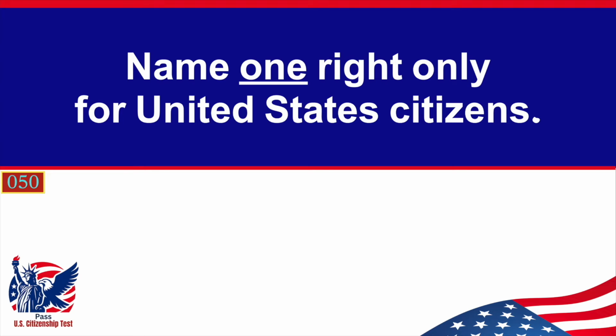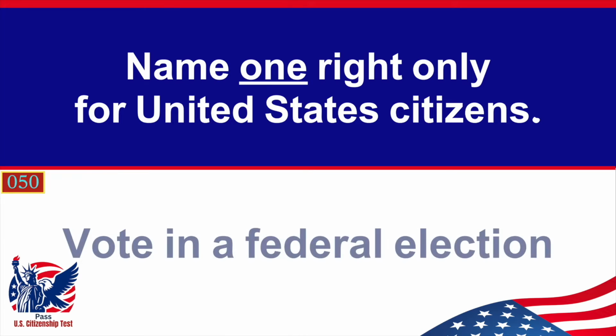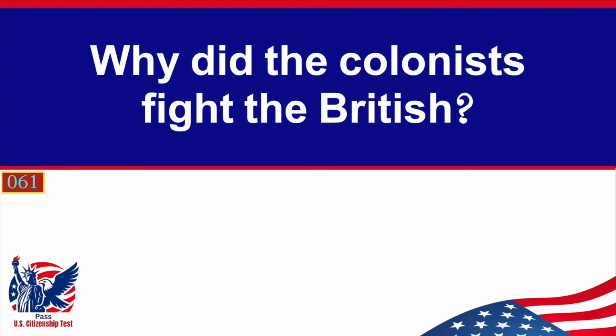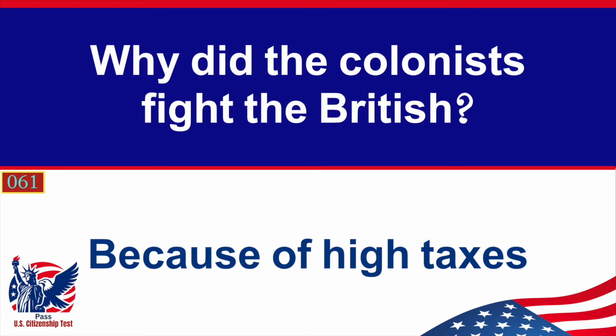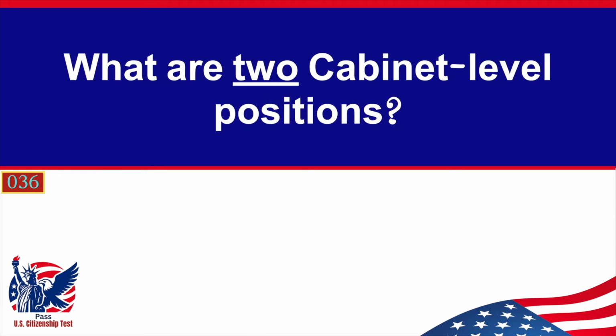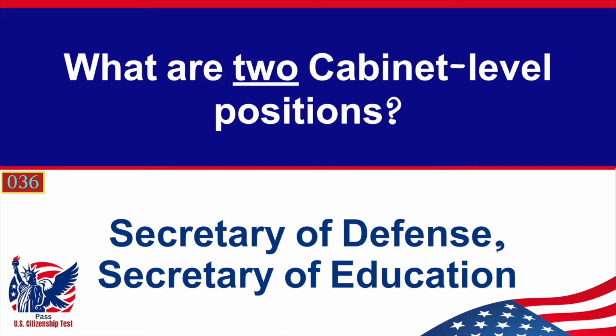Name one right only for United States citizens. Vote in a federal election. Why did the colonists fight the British? Because of high taxes. What are two cabinet-level positions? Secretary of Defense, Secretary of Education.